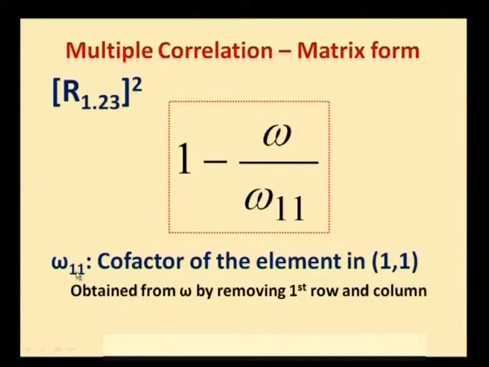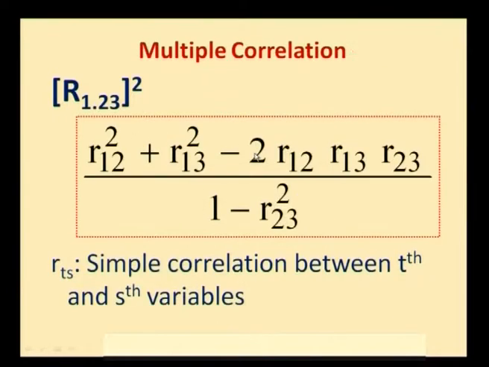So, generally, in this particular case, omega 1 1 is the cofactor of the element in the first row, first column, which will be obtained from omega by removing the first row and first column. So, that is given by this index. This representation could be encouraged because it is easy to remember compared to this long expression.